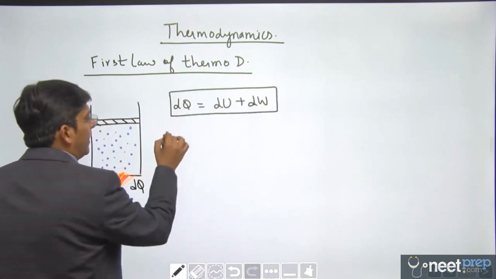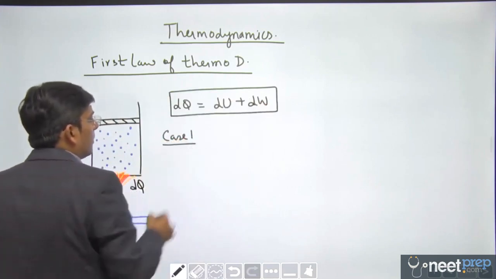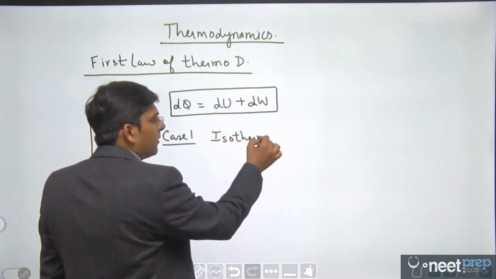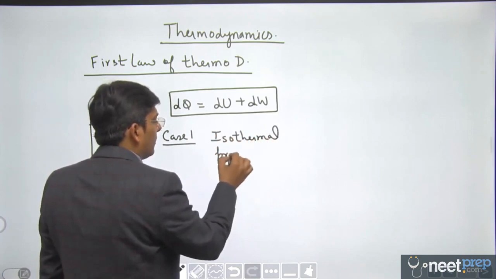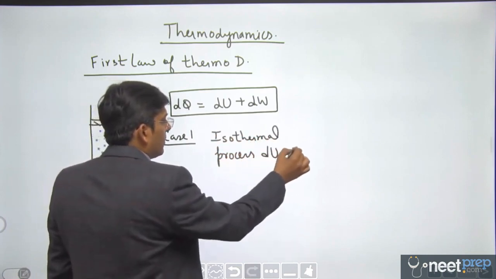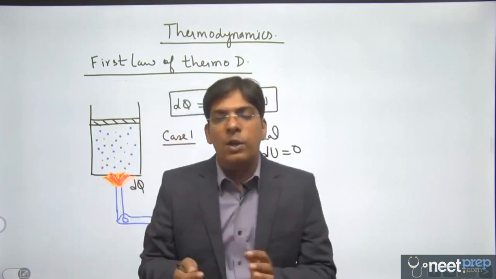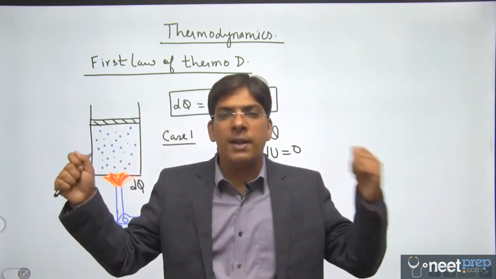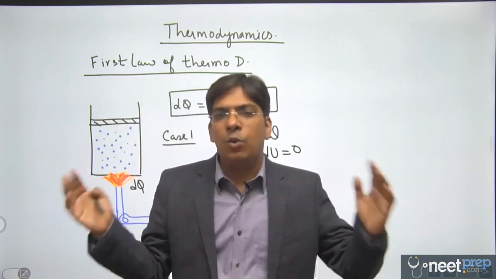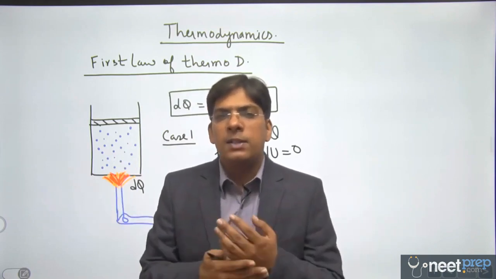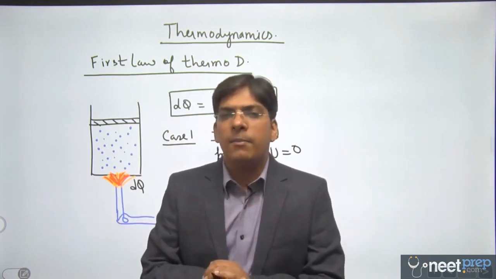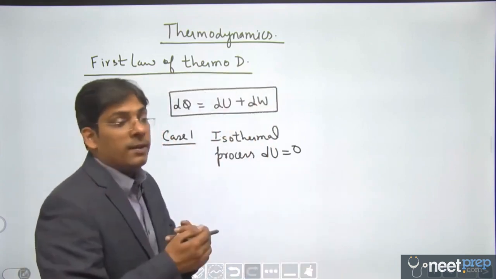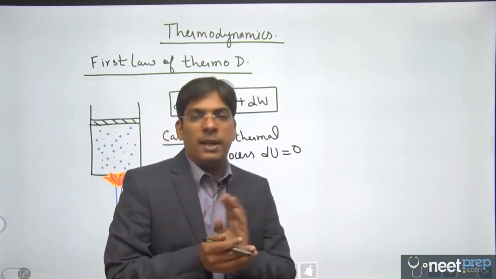Now we have many cases. Case 1: for an isothermal process, the change in internal energy is going to be 0. Internal energy is a state function; it depends only on the initial and final states, not on the path through which the state was attained, and it also depends on temperature. If the temperature remains the same, internal energy is not going to change. If there is a state change, then internal energy changes.